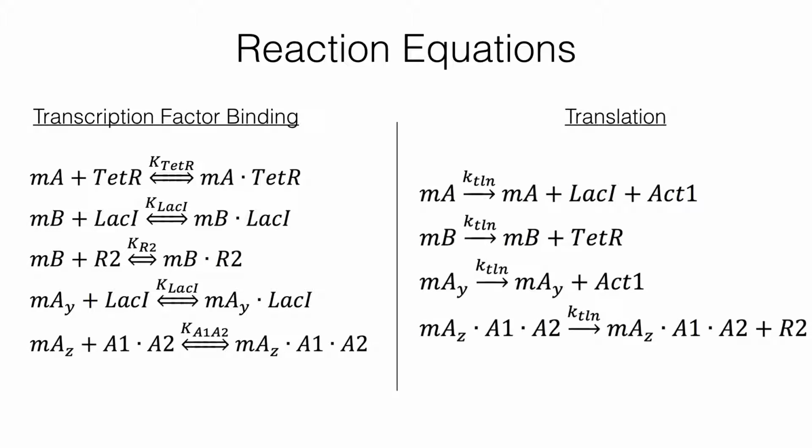The next set of chemical equations on the right describe how each transcript is translated. The first transcripts are constitutively translated when no repressors are present, while the last, MAZ, can only be translated in the presence of both of its activators, A1 and A2.